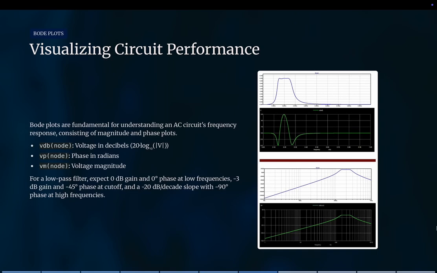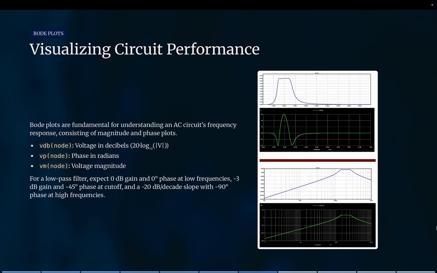Okay, the next part is visualizing the results. Ngspice provides special functions for AC analysis, which are VDB, which is voltage in decibels, VP, which is phase in radians, and VM, which is voltage magnitude. Here's how to plot gain and phase, where you can see the Ngspice netlist here, and this is the resulting 2-panel Bode plot.